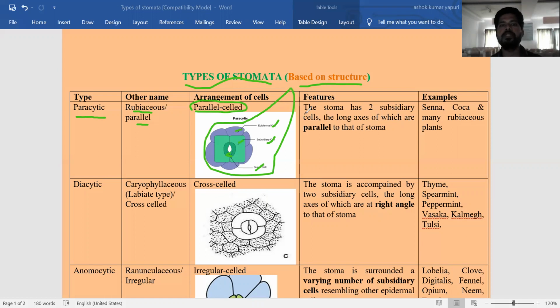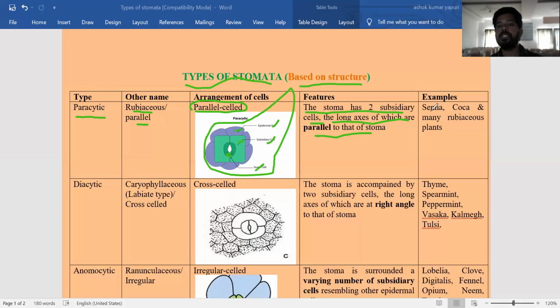Regarding features, the stoma is the inner part of the stomata. The stoma has two subsidiary cells, the long axes of which are parallel to the stoma. Here the cells are arranged parallel to the stoma. That's why these are also called parallel celled stomata, and also known as rubiaceous. Mainly these are present in plants belonging to the rubiaceous family.